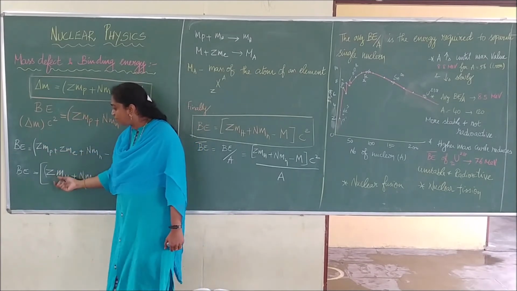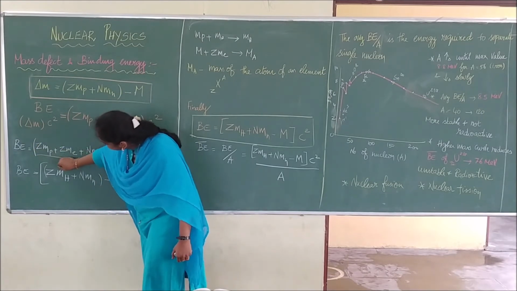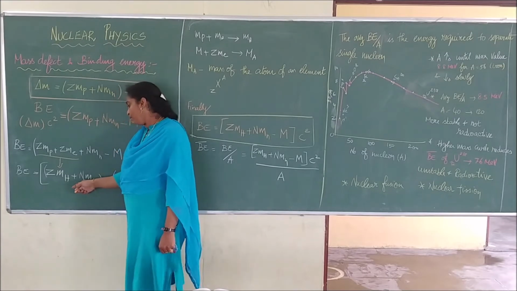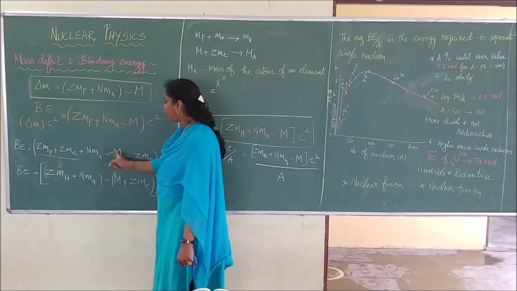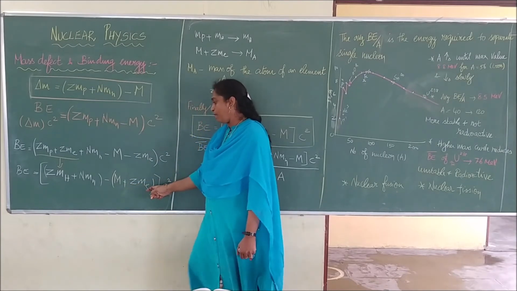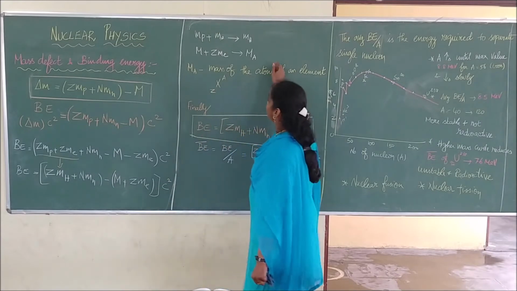Therefore, we can simplify this into what? Z into, so this term of the equation has been reduced to a single value, Z into the mass of a hydrogen atom. Plus neutron. Then we have taken a minus sign common, it becomes mass plus what? Mass plus what? Z mp. So here we are going to say that mass.